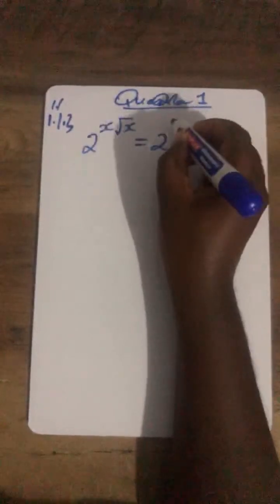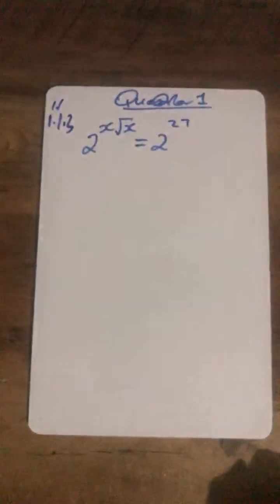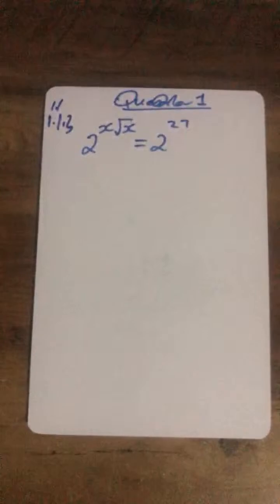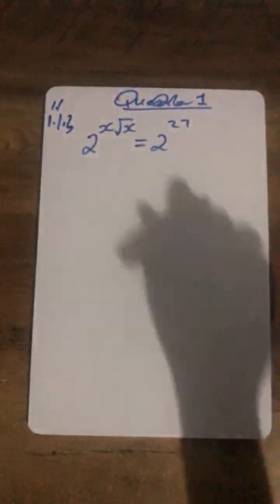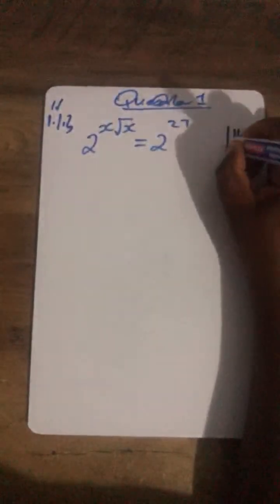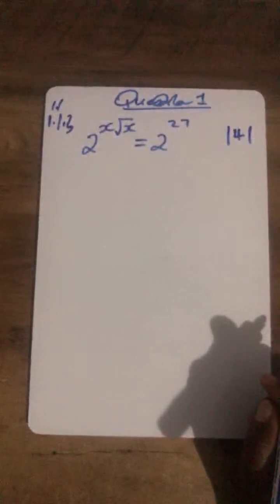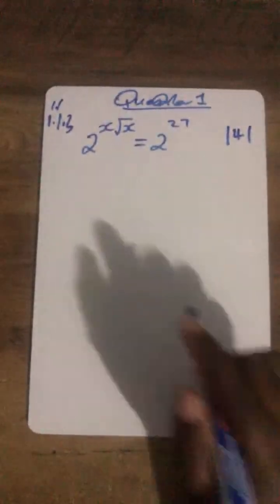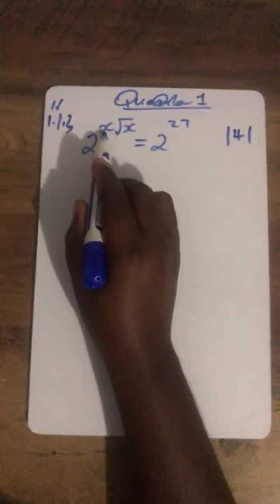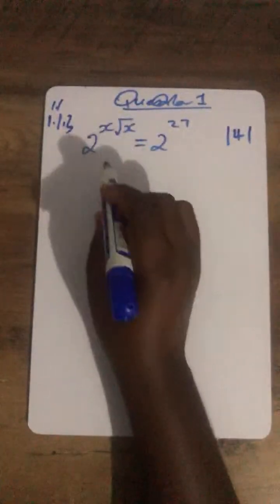For this one, we had 2 to the exponent x times square root of x, which is equal to 2 to the exponent 27. How many marks? 4 marks. This is too much. You guys have been given extra free marks. Okay, so I think, honorable members, we can try to somehow deal with these things.